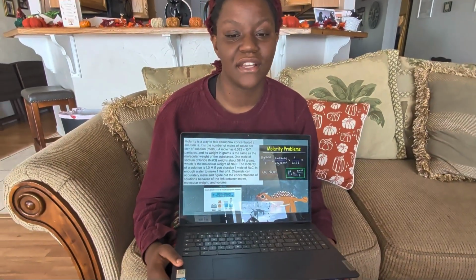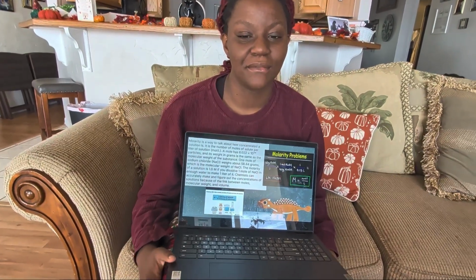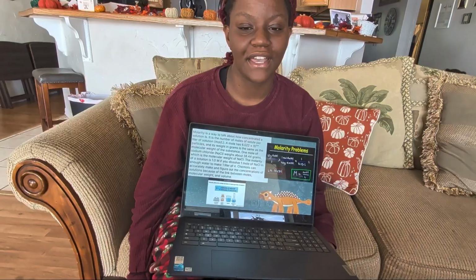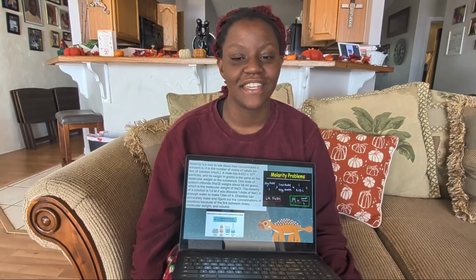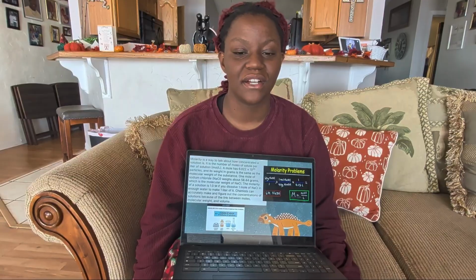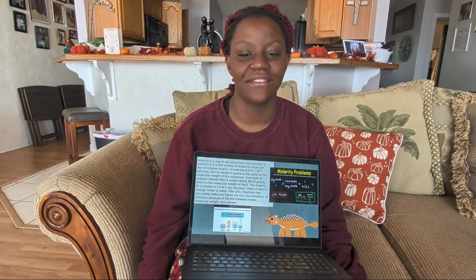So the next slide is about molarity. Molarity is a way to talk about how concentrated a solution is. It is the number of moles of solute per liter of solution. A mole has Avogadro's number of particles, and its weight in grams is the same as the molecular weight of the substance. 1 mole of sodium chloride weighs about 58.44 grams, which is the molecular weight of NaCl.